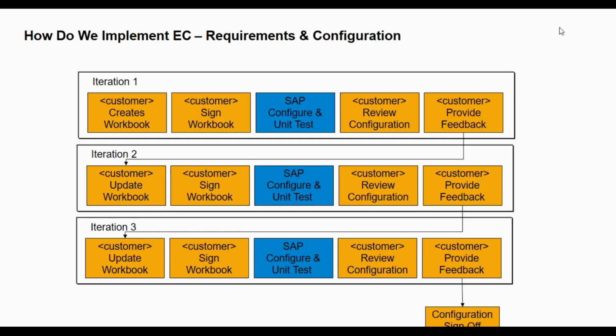So all of those changes are again tracked in the configuration workbook. Again, we start updating the workbooks, configuring it in the system, moving it to quality. Again, now your customer would look at the data. Again, they will be asking some changes. So like this, we can have a maximum of 3 iterations. And in these 3 iterations, we'll have to complete the configuration. And the configuration is signed off.